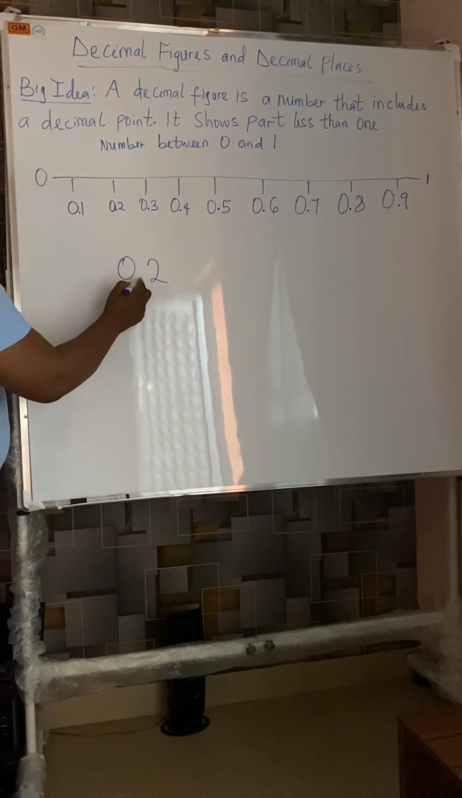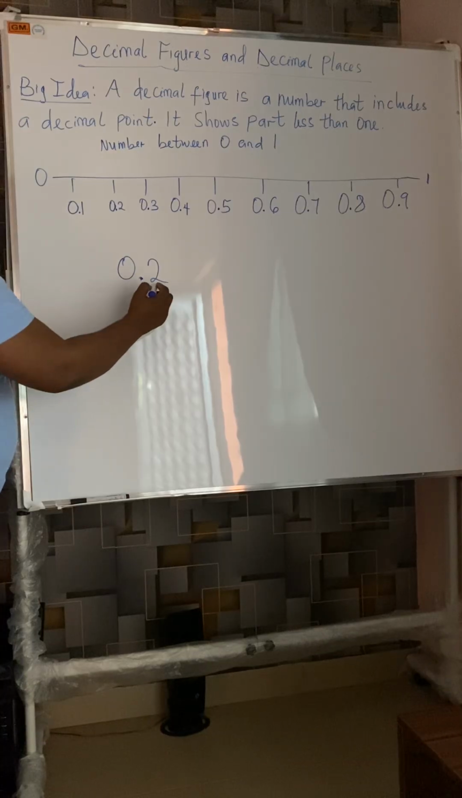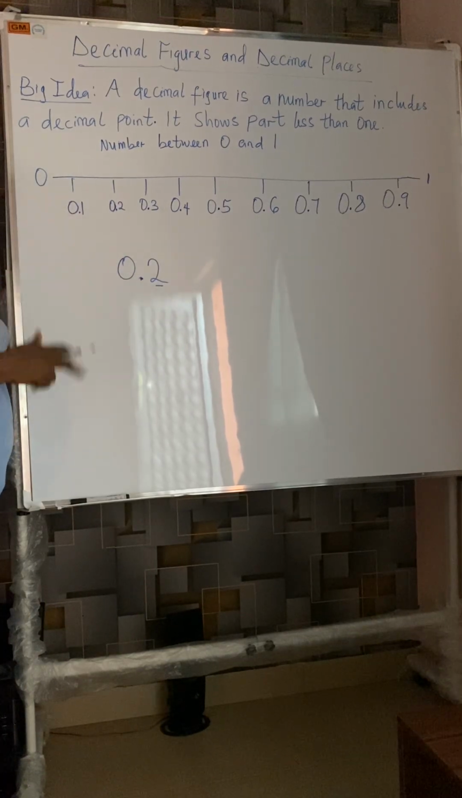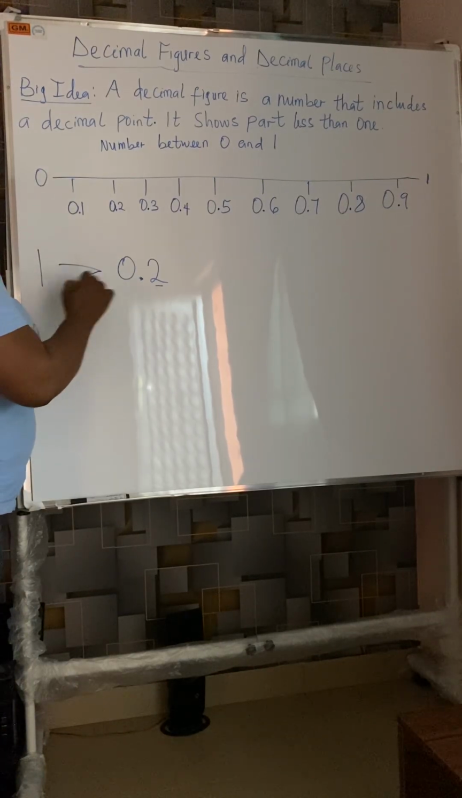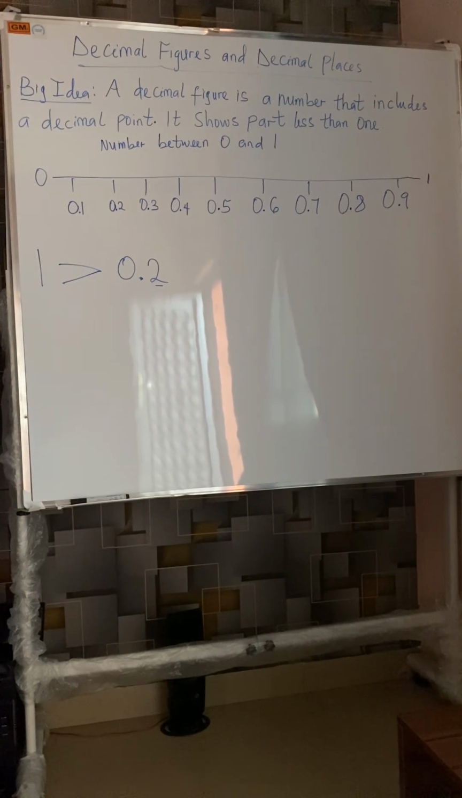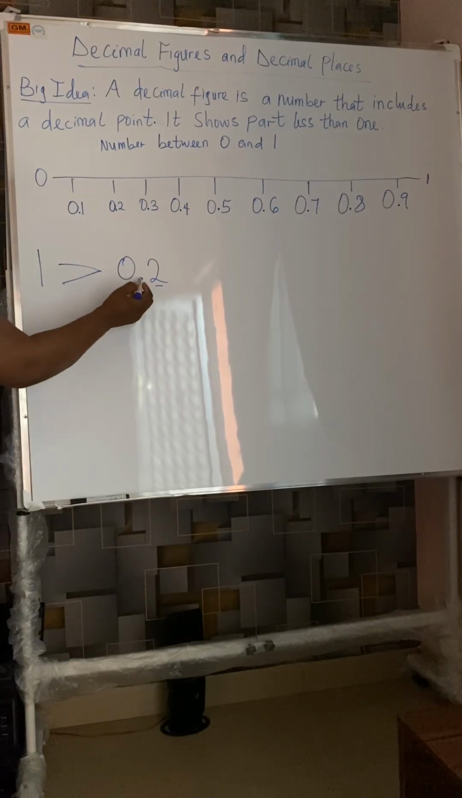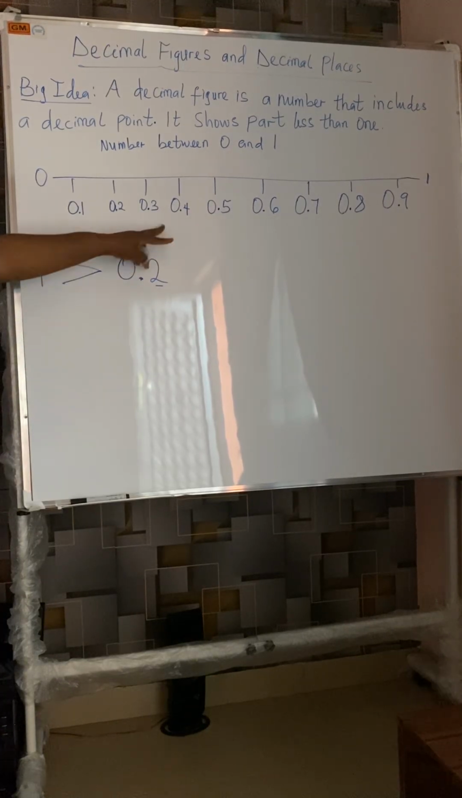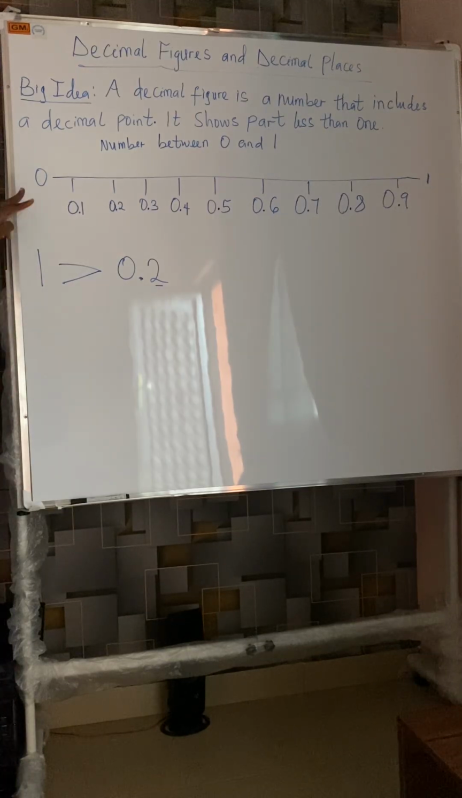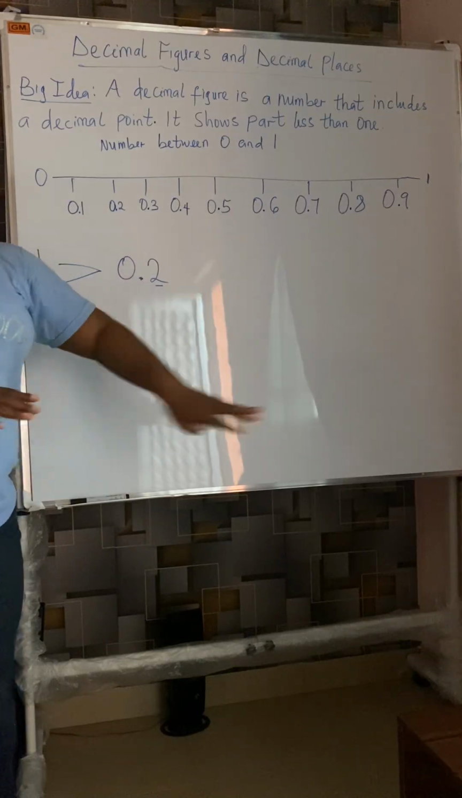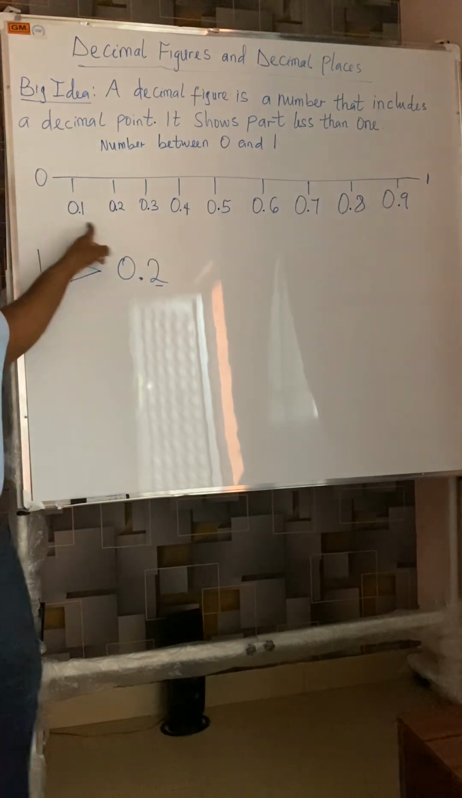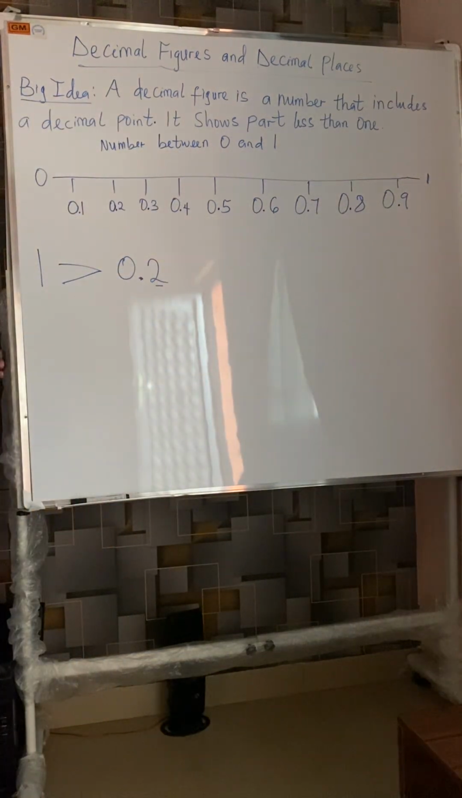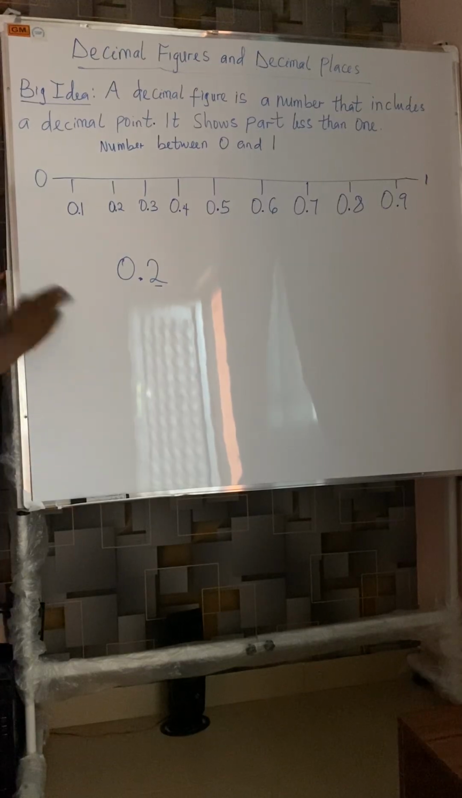Because of the presence of this decimal point, 2 here is a number that is less than 1. So one whole will be greater than 0.2. Why? This decimal notation. That means 2 as a number is between 0 and 1. So all the numbers between 0 and 1, they are all less than 1. That means they are all smaller than 1. Or 1 is greater than all the numbers here.